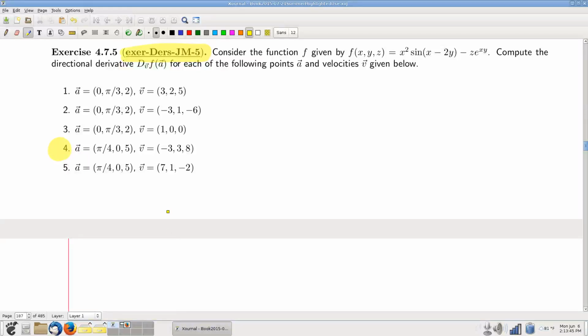Okay, so we've got this function given, and the very first thing I want to notice about this is it's a product of a polynomial and a sine function. Wait a second, it's a sine function of a polynomial. Sine is continuous, polynomials are continuous, products of continuous functions are continuous. Then over here I have another polynomial z, that's continuous. Exponential, everything in sight's continuous, right?